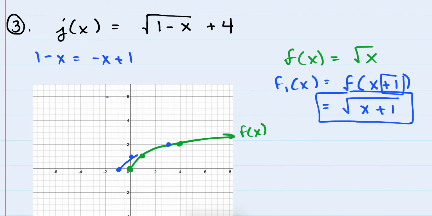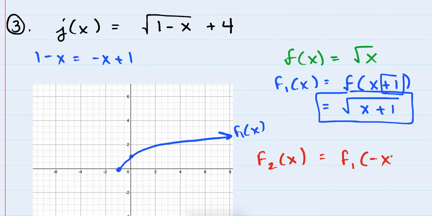Let's try that one more time. There we go. So now I'm going to erase this graph. And this graph, the blue one, is f1 of x. Now I'm going to graph f2 of x. And what I'm going to do is plug in negative x into f1. Wherever I see an x, I'm going to plug in negative x. So this is negative x plus 1.